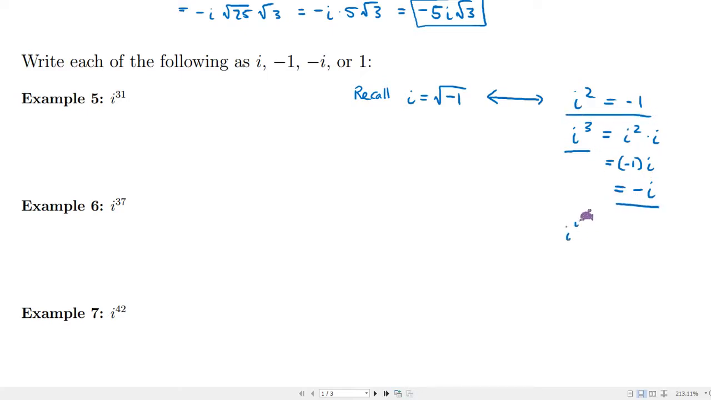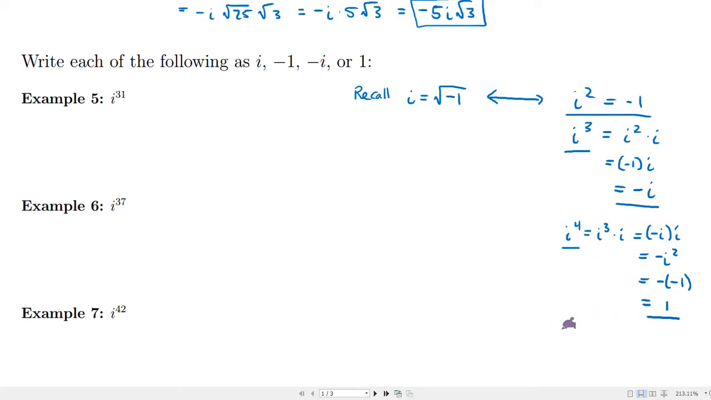What about i to the 4th? Well, i to the 4th is i cubed times i. And we just figured out i cubed is negative i. And then this would be negative i squared. And what's i squared? i squared is negative 1. So this is negative 1. So that's actually positive 1. So i to the 4th is positive 1.